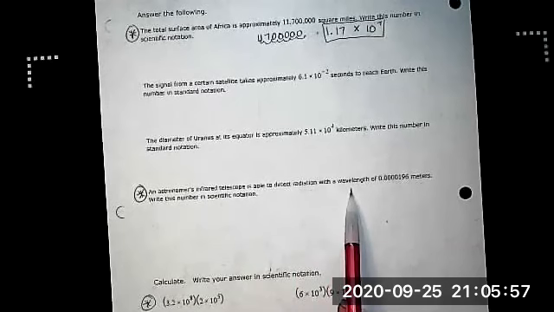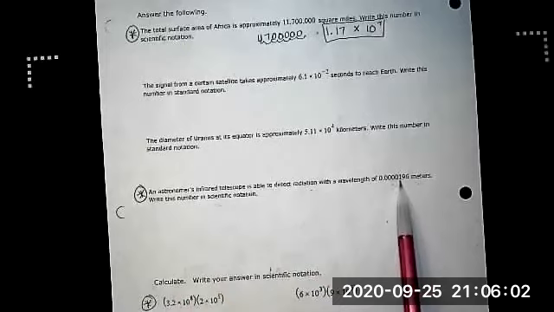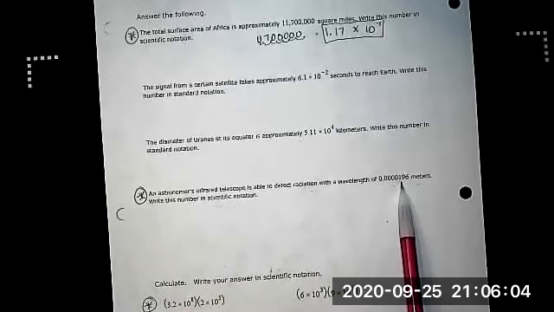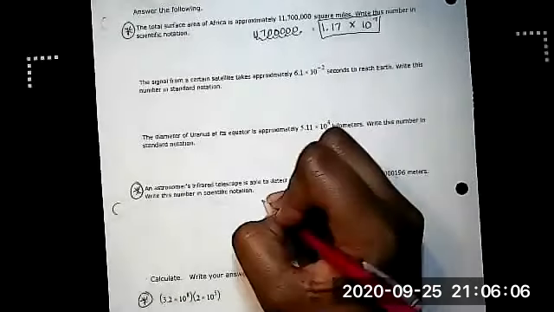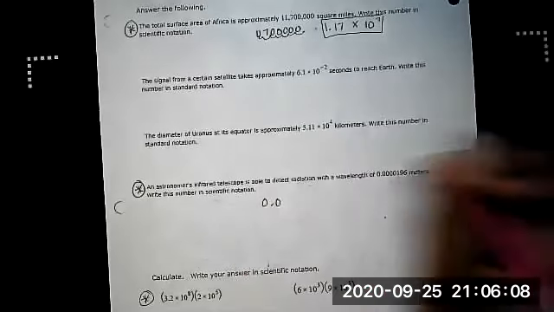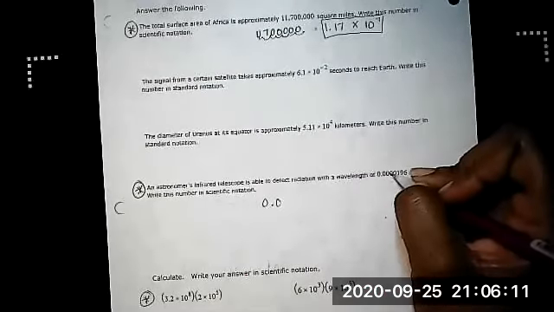An astronomer's infrared telescope is able to detect radiation with wavelength of this meters. Write this number in scientific notation. This is a teeny tiny small decimal number. Then you know that it's going to have a negative exponent. 1, 2, 3, 4 zeros.